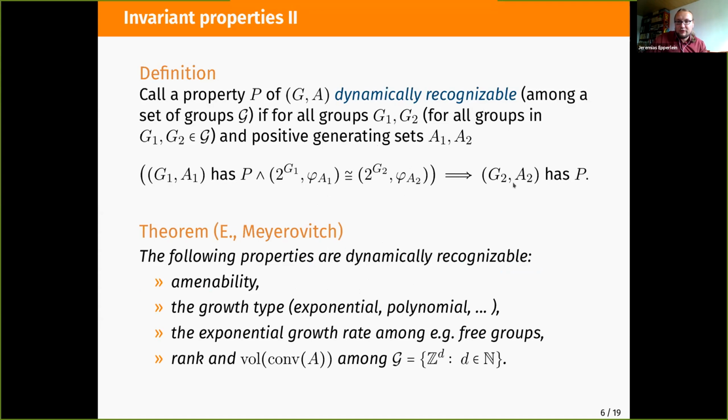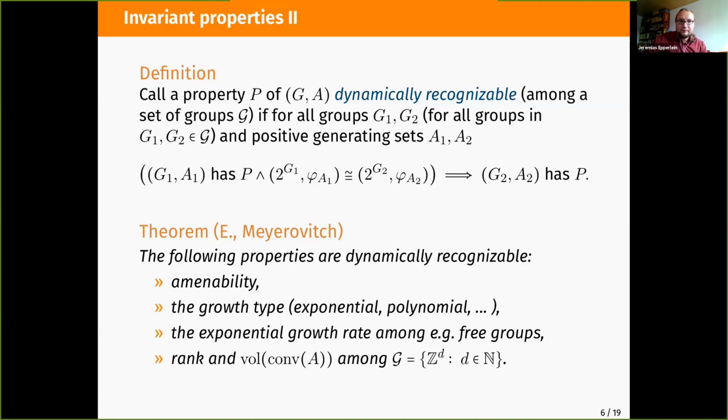And what we can show is that the following properties are dynamically recognizable. So amenability, the growth type of the group, so if it's exponential growth, polynomial growth, or intermediate. The exponential growth rate, let's say among free groups or hyperbolic groups. And in case, if you look at groups of the form Z^D, then we can recognize the rank, so the D, and the volume of the convex hull. So how do we do this?